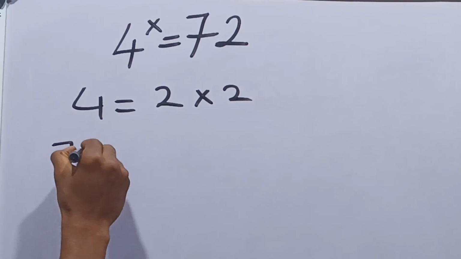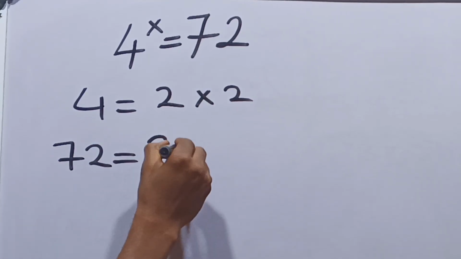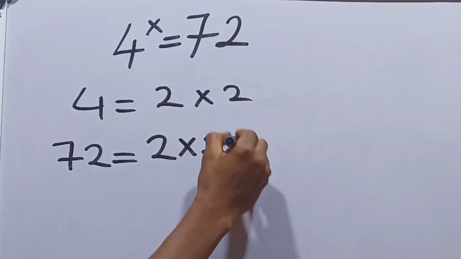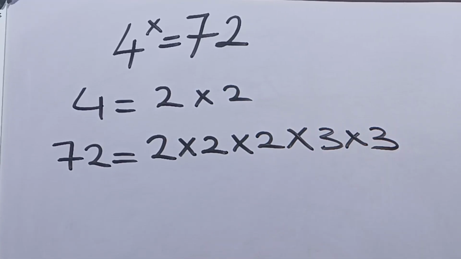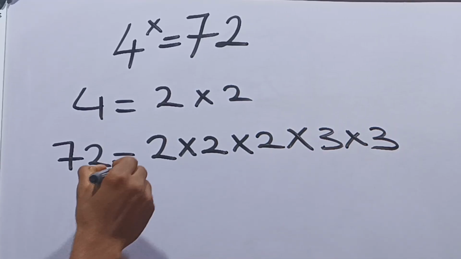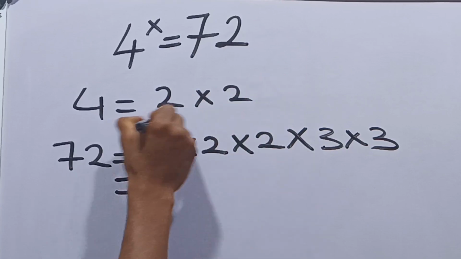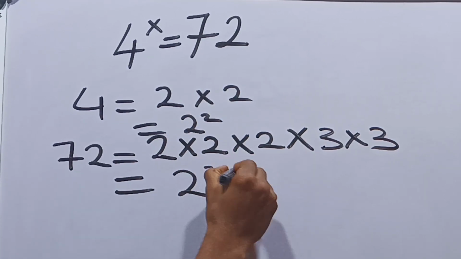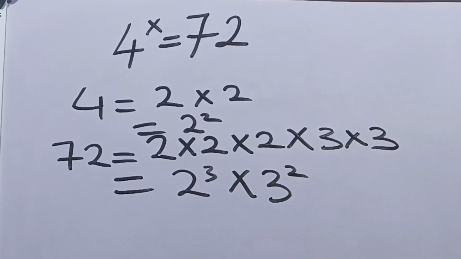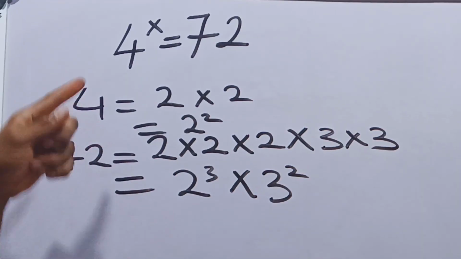And 72 can be expressed as 2 times 2 times 2 times 3 times 3. Now, this becomes 2 squared, and this one is equal to 2 raised to the power 3 times 3 squared. So we're going to replace 4 and 72 with this in the equation.